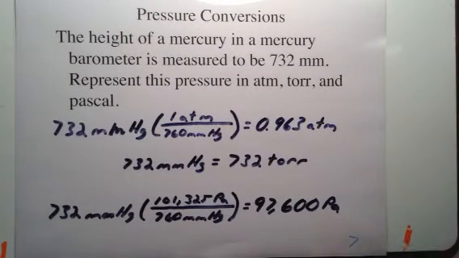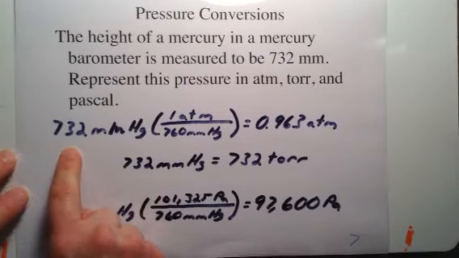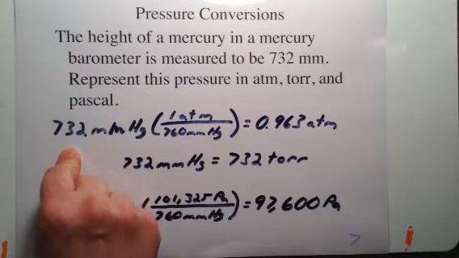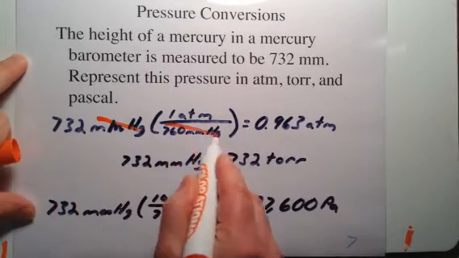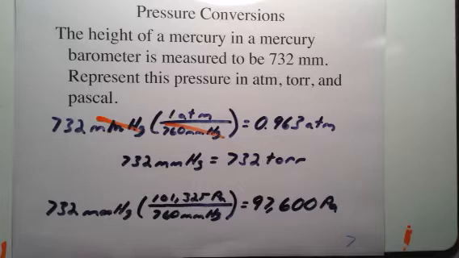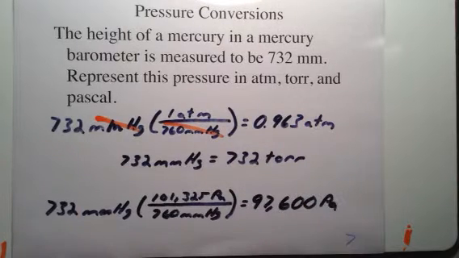For example, for pressure conversions, we have a mercury column that is found to be 732 millimeters. So that would mean that it has a pressure reading of 732 millimeters of mercury. So I set up a conversion here where we have 732 millimeters of mercury. And remember, when you set up your problems, you want to set them up so that your units cancel out, leaving you with 0.963 ATMs.